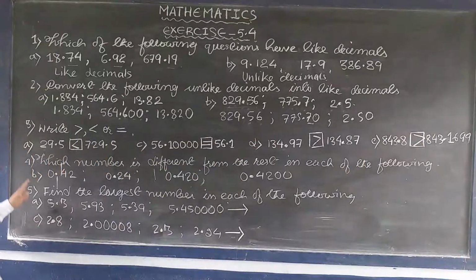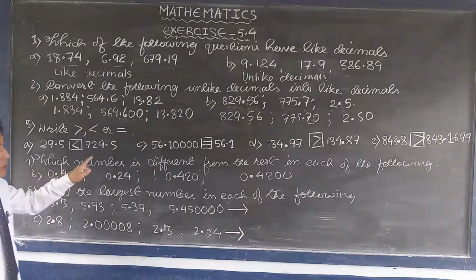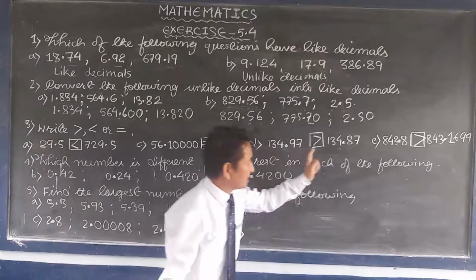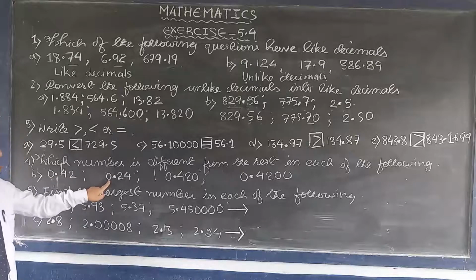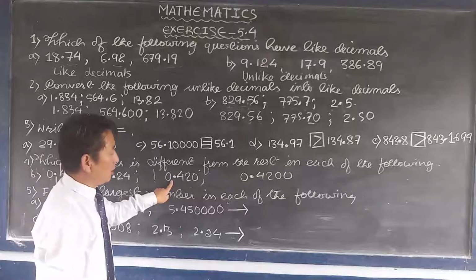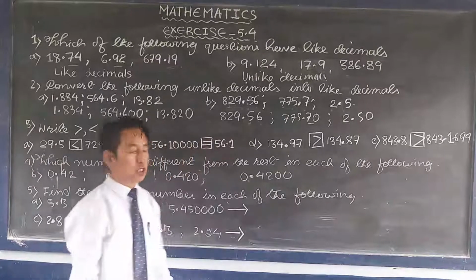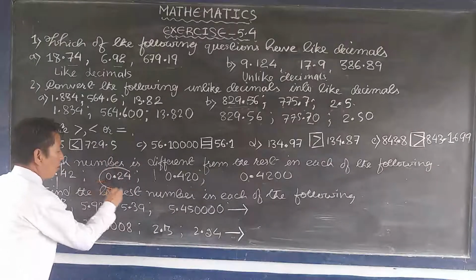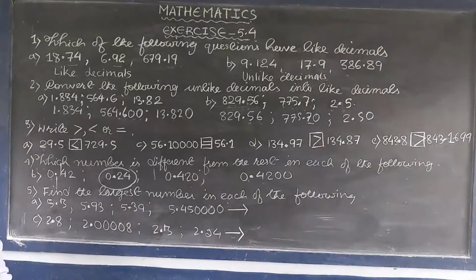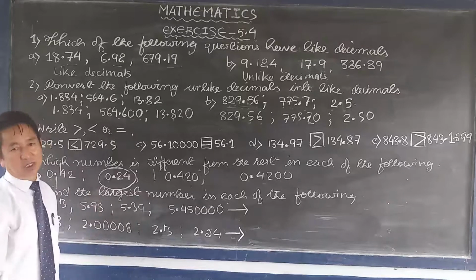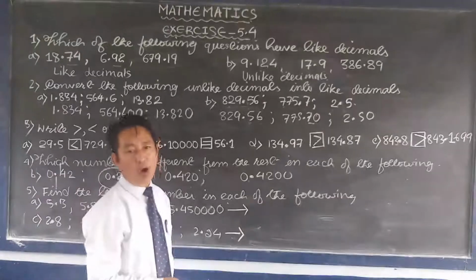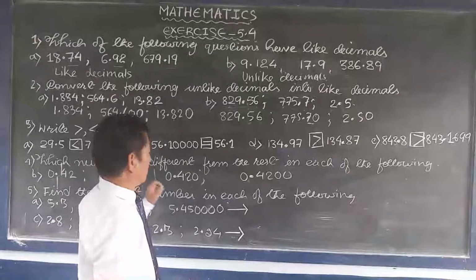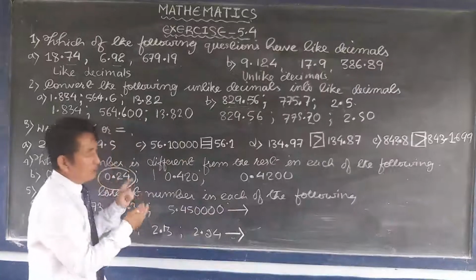Now next, question number 4. Which number is different from the rest in each of the following? 0.42, 0.24, 0.420, 0.4200. The rest are equivalent decimals. 0.24 is different from the rest.